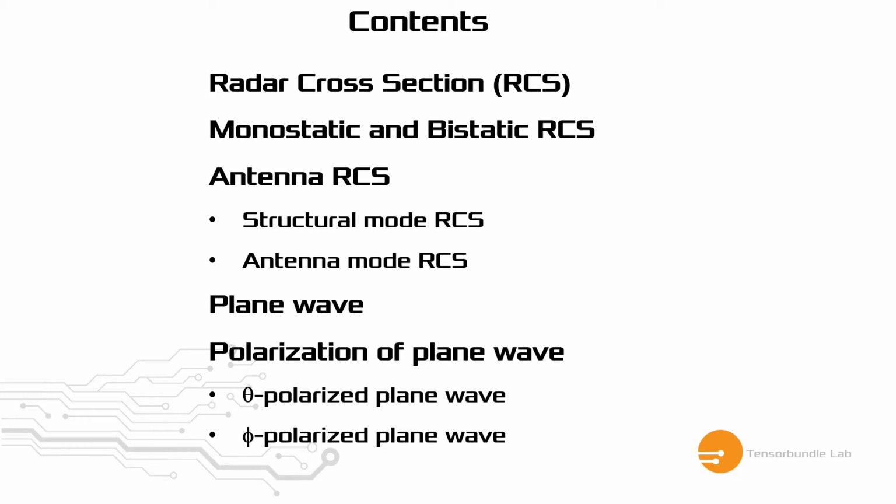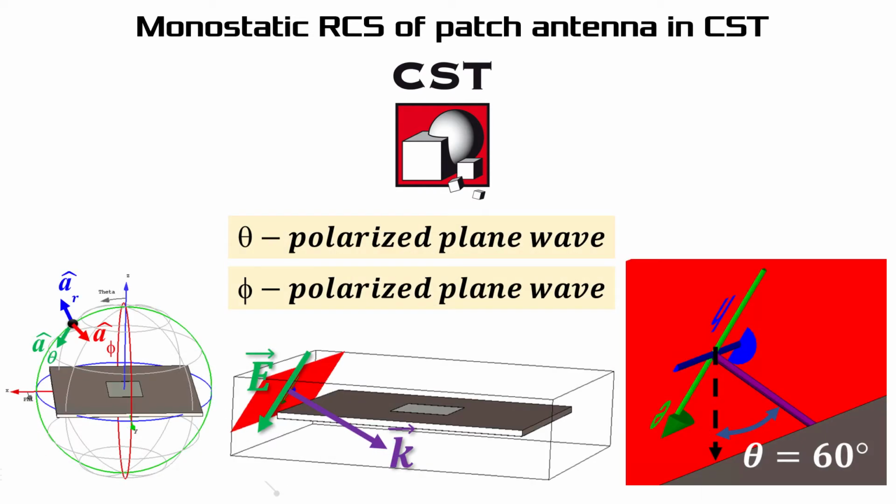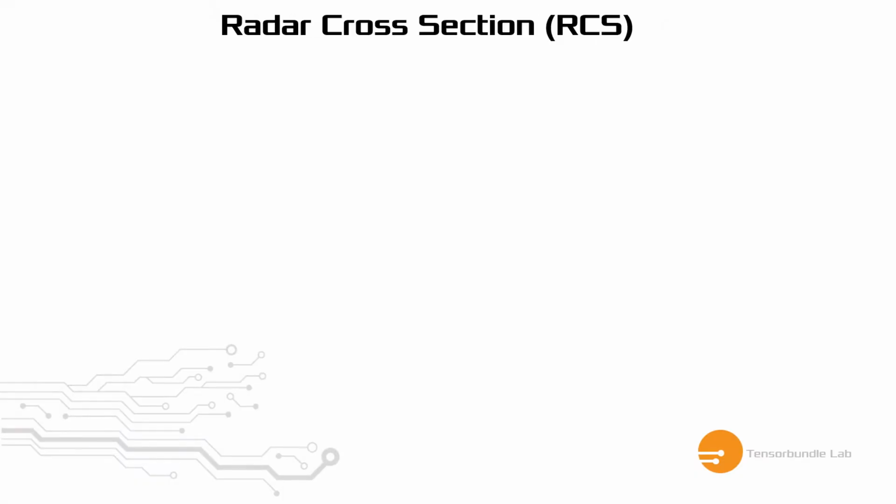So that would be the content of the theoretical part of this video, and then I'll move on to practical demonstration in CST Microwave Studio software. I'll use theta-polarized and phi-polarized plane waves to find out the monostatic RCS of a patch antenna. And I will use a reference paper and compare our simulation results with the reference paper. So that would be quite fun, so enjoy this video and stick with me.